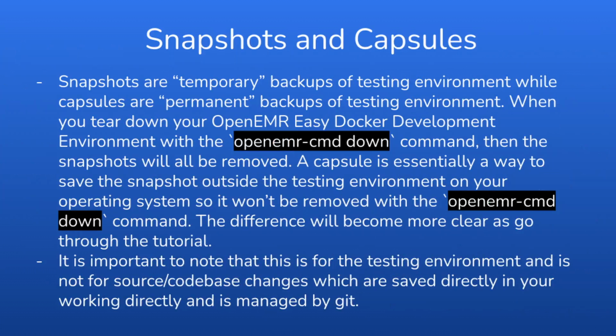Snapshots are temporary backups of the testing environment, while capsules are the permanent backups of the testing environment. When you tear down your OpenEMR Easy Docker Development with the OpenEMR-cmd down command, the snapshots will all be removed. A capsule is essentially a way to save the snapshot outside the testing environment on your operating system, so it won't be removed with this OpenEMR down command. The difference will become more clear as we go through the tutorial.